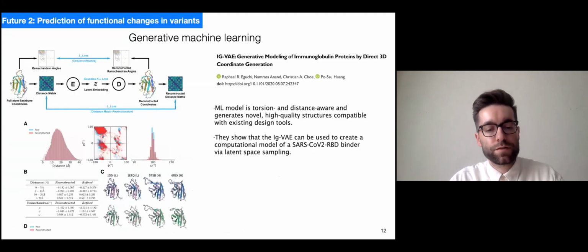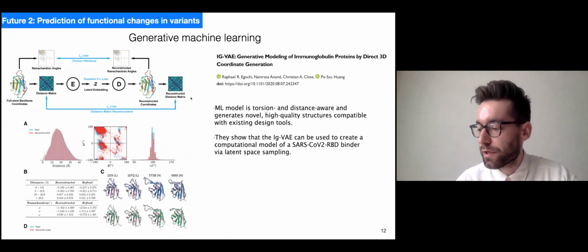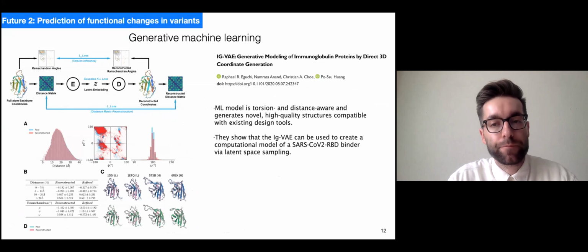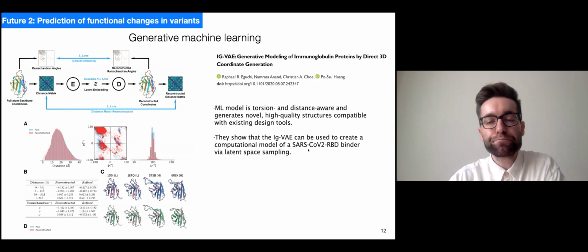And for example, here, this is just another example where generative machine learning has been used for the structural generation of antibodies, and then has been applied to a binder task.